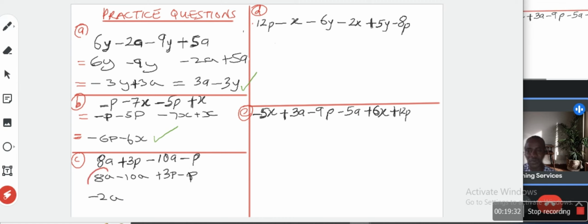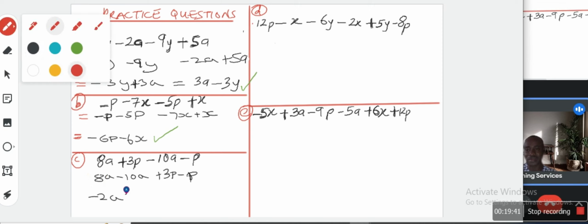Good. You owe 8. Sorry, you have 8 and you're owing 10. So when you pay with the 8 you have, you will still be owing 2. So that's correct. Minus 2.